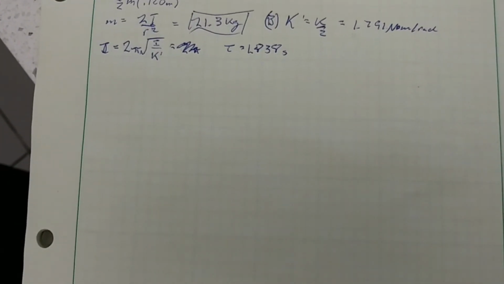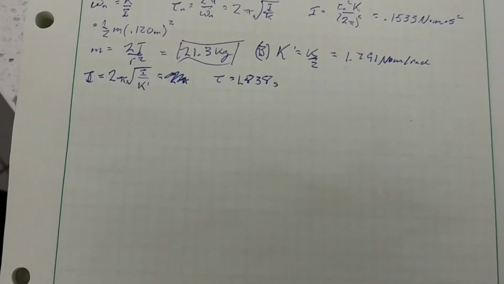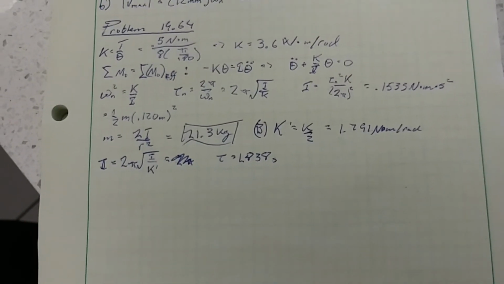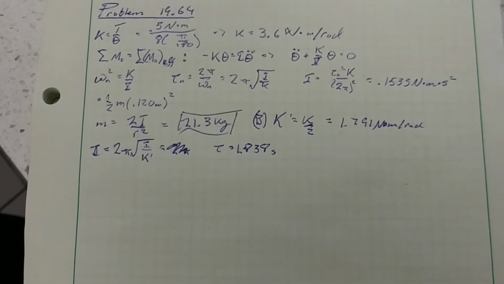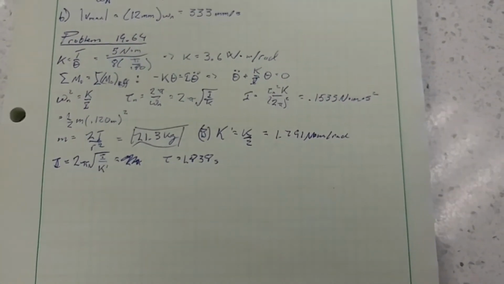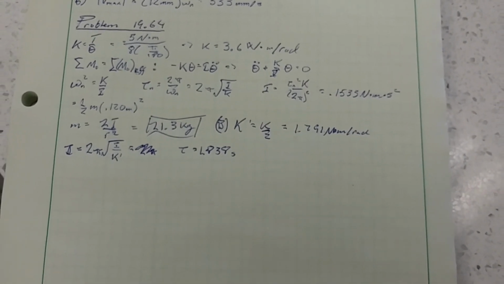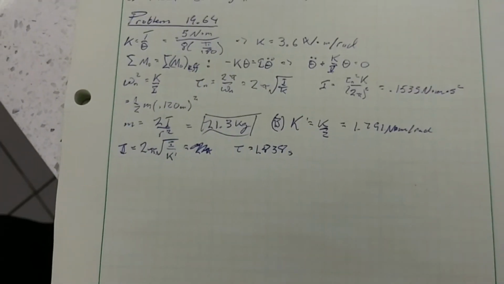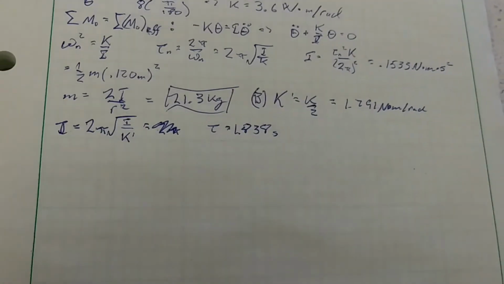And we can plug in our known values and solve for I, and then that makes it so that we can solve our equation for m. So we solve for I, and then we use our equation for m from the I equation, solve that for m, and get m equals 21.3 kilograms. And then solving for the second part of the problem, the one rod removed, we've got our K prime equals K over 2, which is equal to 1.791 newton-meters per radian. And then just plug that into our tau equation from earlier and get tau equals 1.838 seconds.